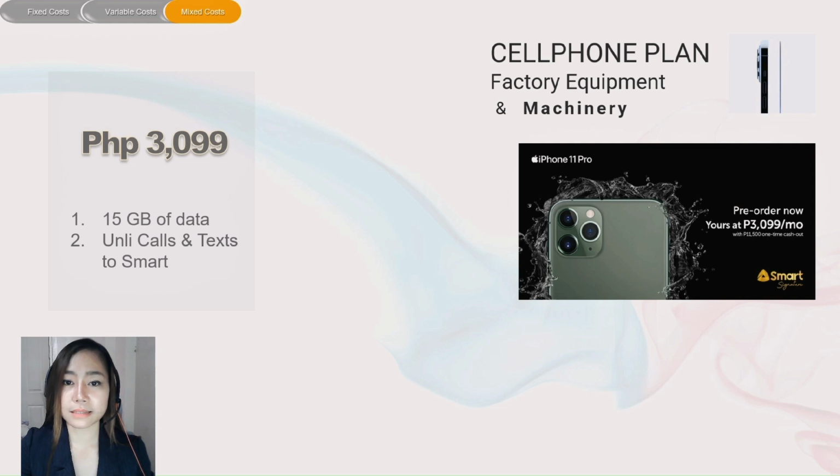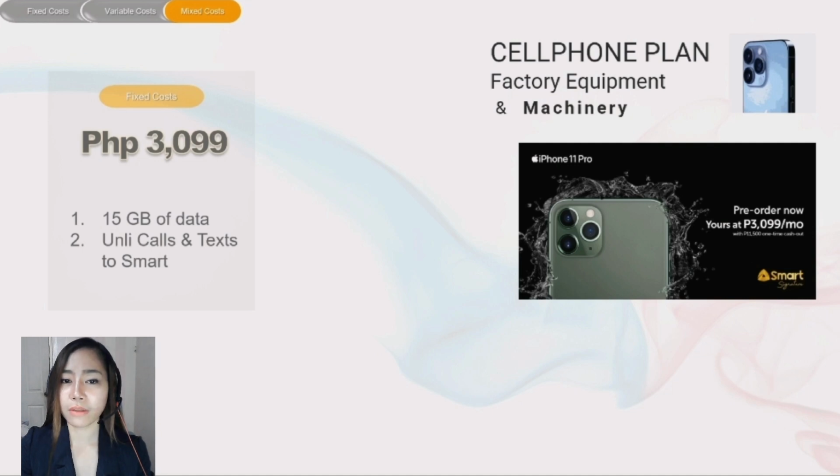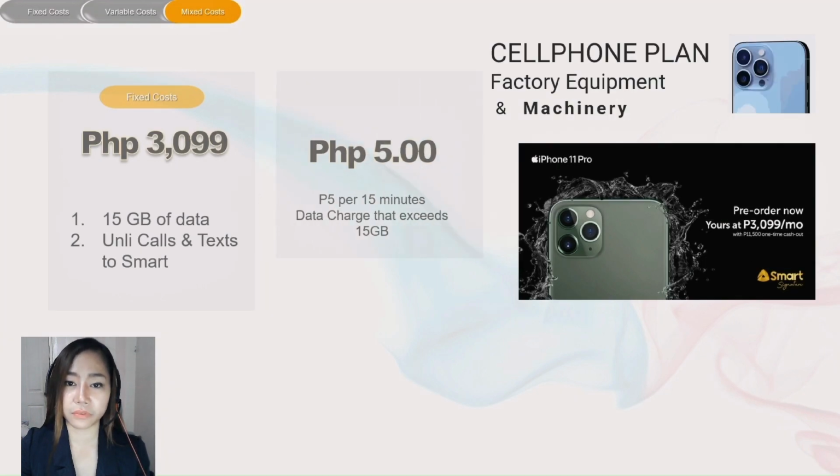Another example of a mixed cost is a cell phone plan. So this Smart plan, iPhone 11 Pro, is 3,099 per month. And the 3,099 per plan includes 15 gig of data, and unlimited calls and text to the same network. So that's your fixed cost. So even if you don't consume the 15 gig of data, you only consume one or not at all, it doesn't matter because you will still pay the flat rate of 3,099. And if there's a condition that if the data exceeds 15 gig, you'll be charged 5 pesos per 15 minutes. So that's your variable cost.